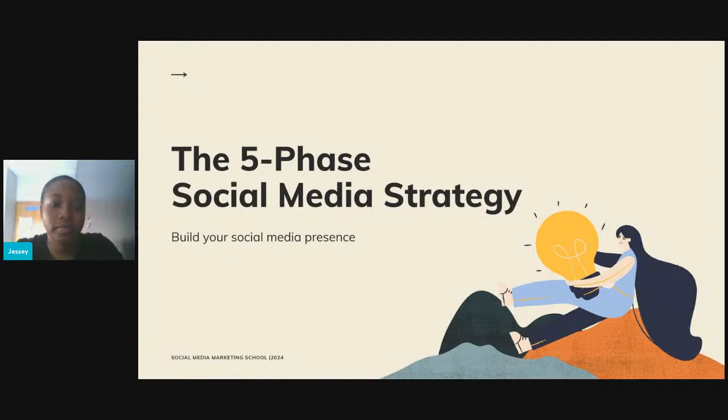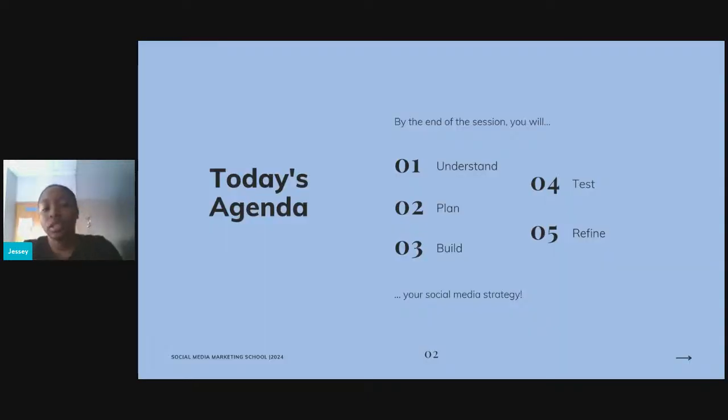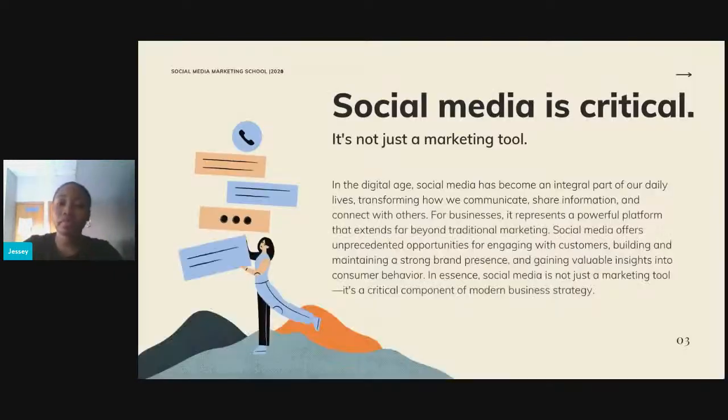So by the end of this section, we expect that we all understand what social media marketing is all about. That is our social media strategy, how to plan it, how to build one, test, and refine it from time to time. The first thing we have to do is understand that social media is critical. It is not just a marketing tool, right?